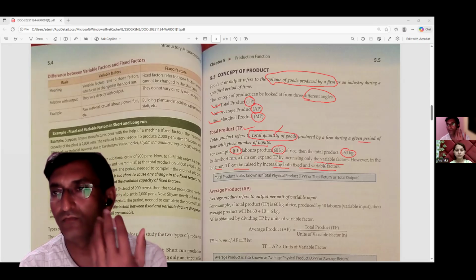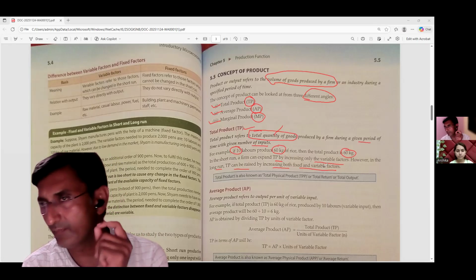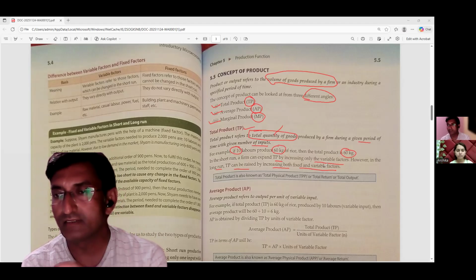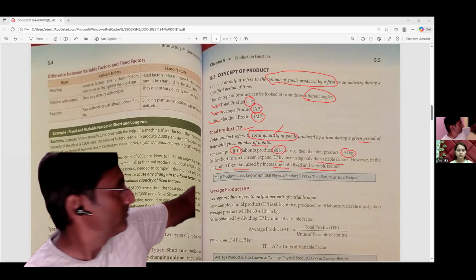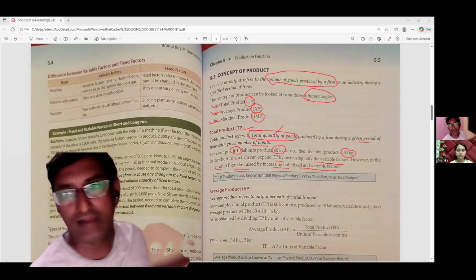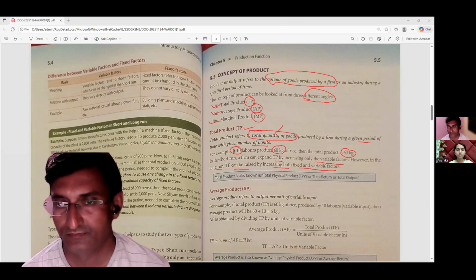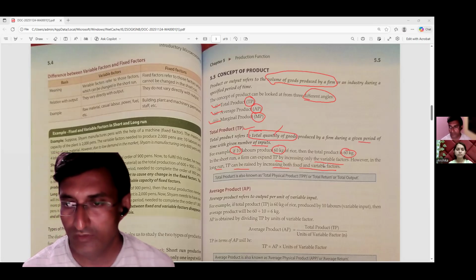However, if you talk about the long run, then TP will change, but at the same time you need to increase both fixed as well as variable factors. Both factors are needed to change it, otherwise the total product cannot increase. Got it?